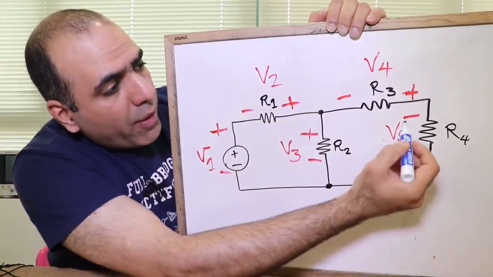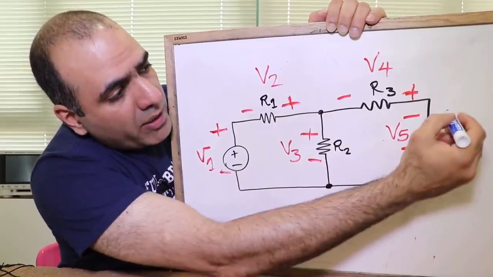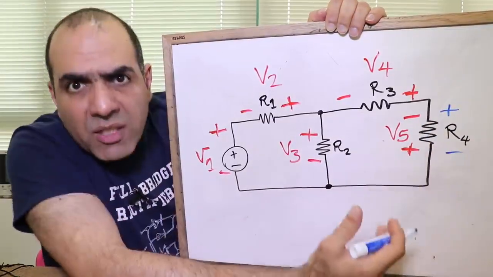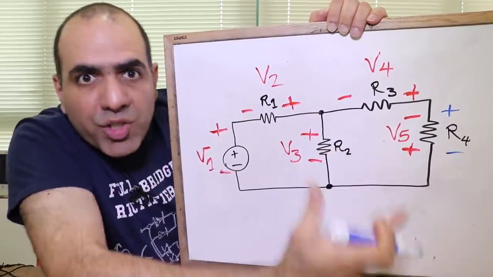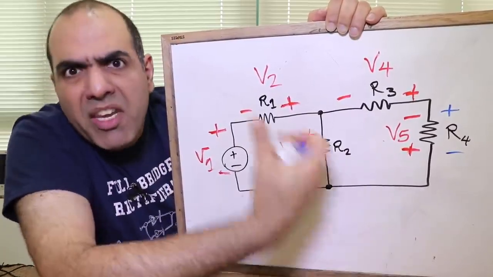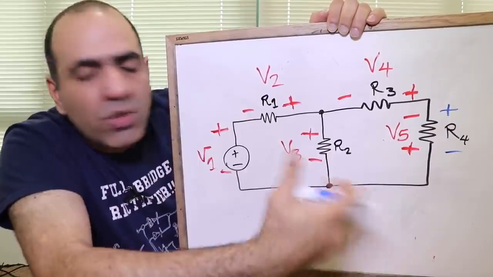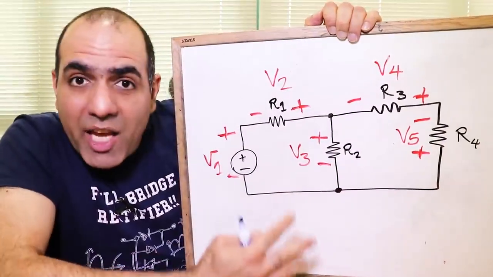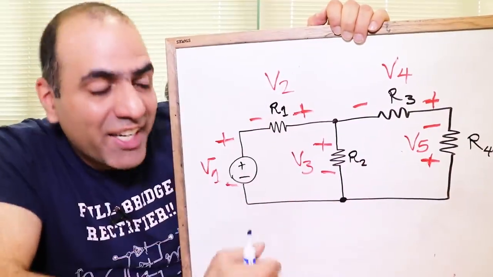For example, if you assign your voltage like this, but the actual voltage is positive this way, it doesn't matter. The value you get for your voltage assignment will be negative, which is absolutely fine, so don't worry about it. Now let's play a game of how many loops you see in the circuit.